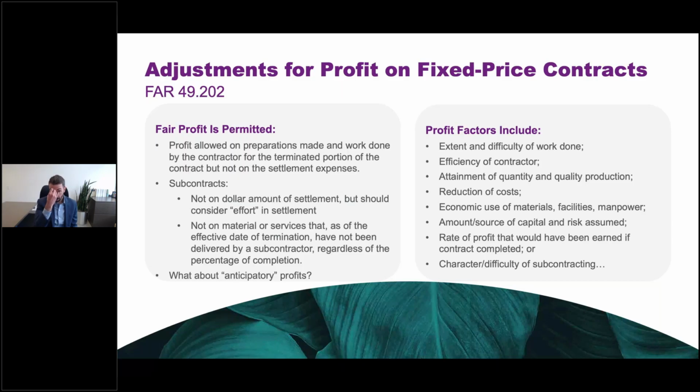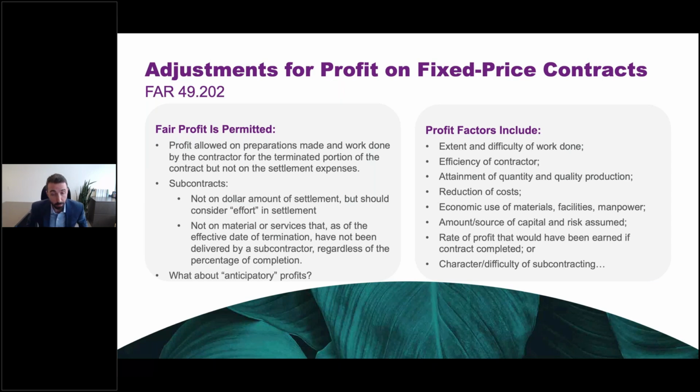All right, adjustments for profit on fixed price contracts. So we've been talking about cost. What cost can you claim? Very important subject. It's also in every contractor's interest to get profit, and profit actually is allowed on termination settlements. But as you won't be surprised to hear, there are rules. So the basic principle is that fair profit is allowed on preparations made and work done by the contractor for the terminated portion of the contract, but not on the settlement expenses. Okay, so that requires you to look at your costs, break them down by type, and claim profit only on the types that are eligible.